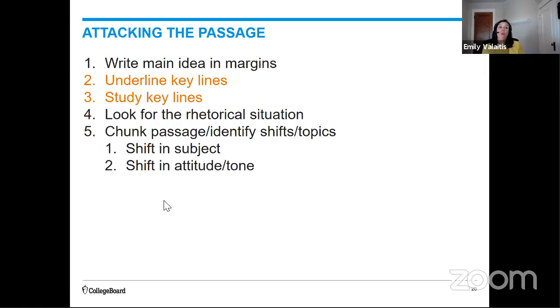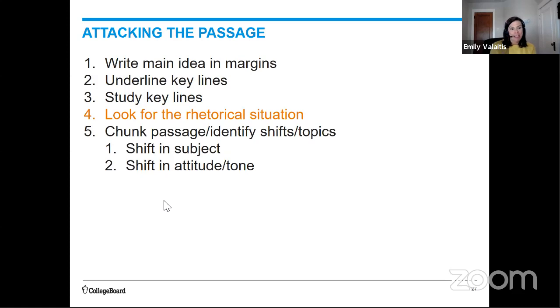Sometimes students are like, oh, well, I found 3 key lines and they're all at the end. I'm like, great, but you might be missing some really crucial or pivotal information in the beginning of the passage. So I would encourage you to pull lines from a variety of places within the text itself.